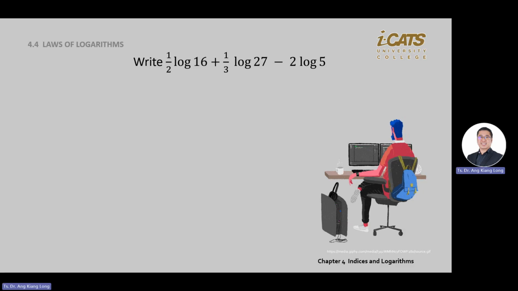Okay, so this one, you go home and have a look. It should be the same. It asks you to write this formula in the simplest form. If you're unable to see, you just move the number in front of the log to the power position. Then you simplify it.